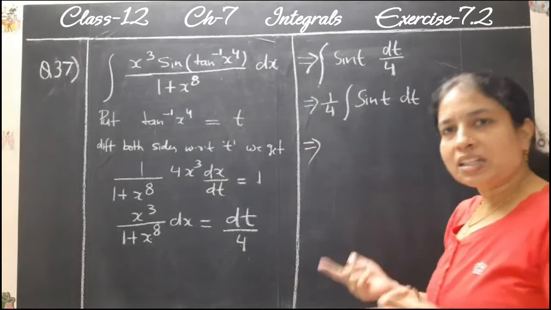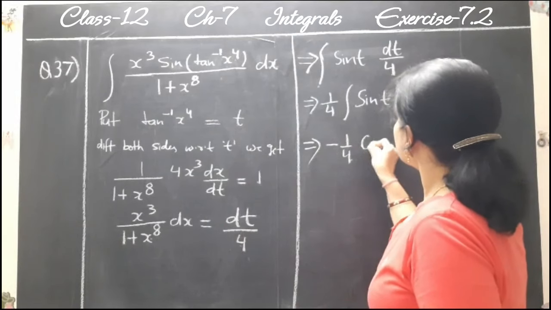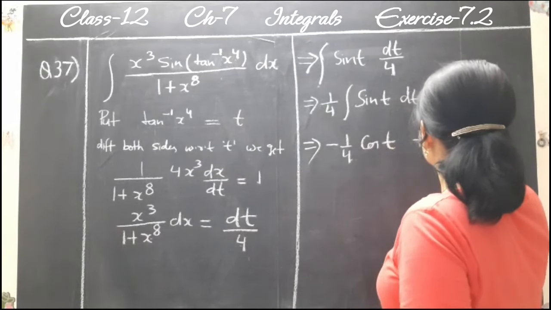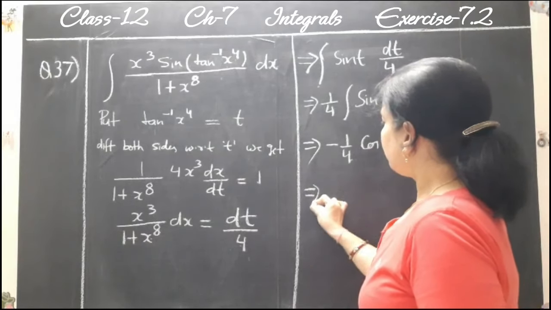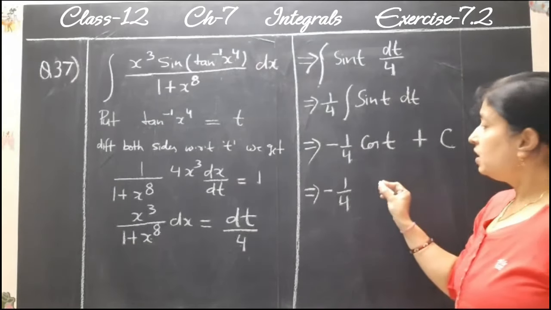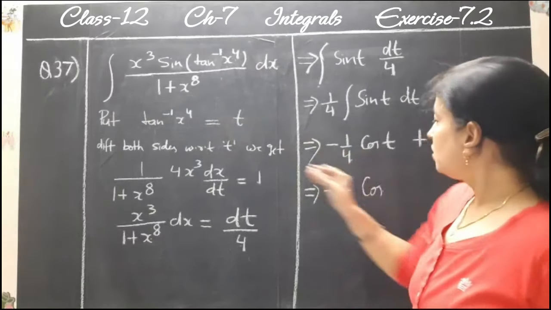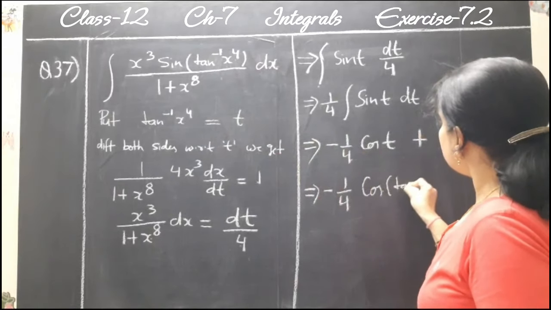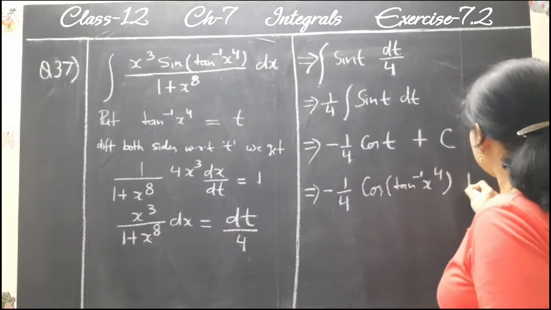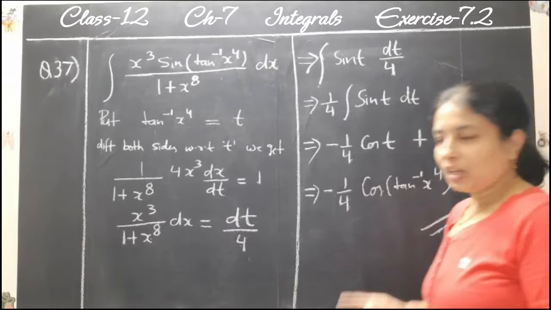Then what is formula for integral of sin t? Yes, it is minus cos t. So write here minus 1 by 4 cos t plus write a constant c. Then write this minus 1 by 4. Put the value of t. First write this cos and value of t is tan inverse x to the power 4 and write this constant as it is. So this is your answer.